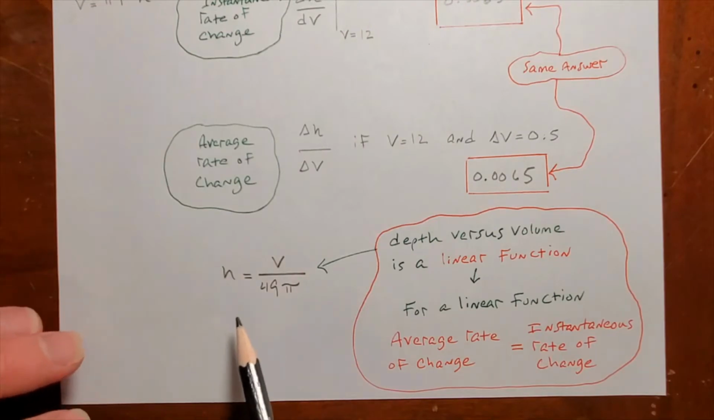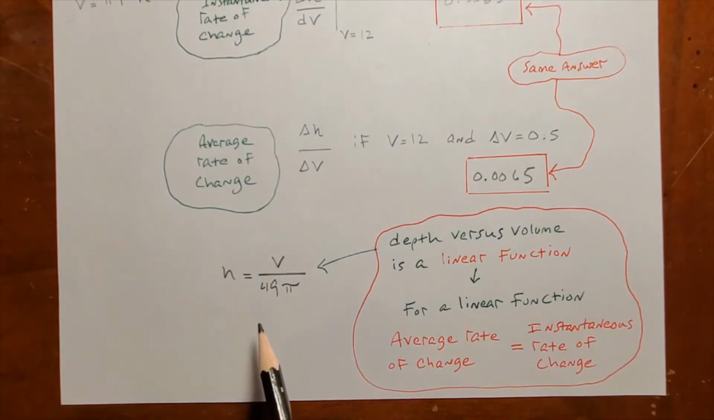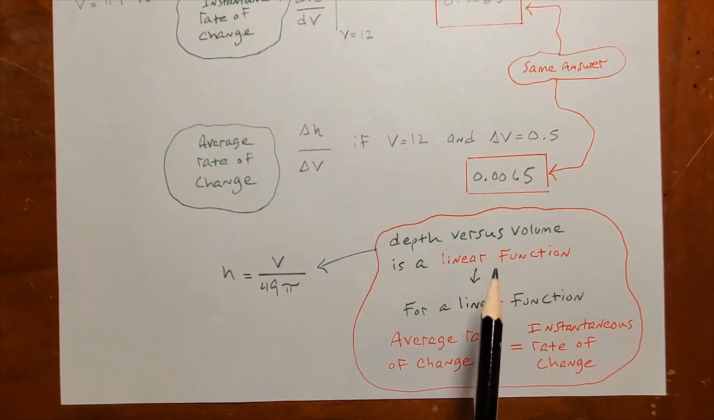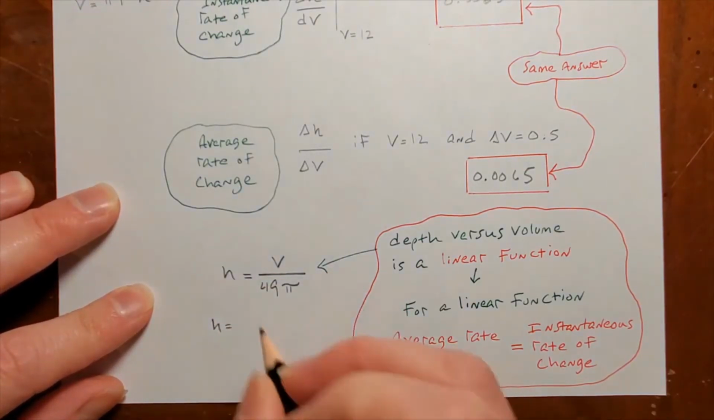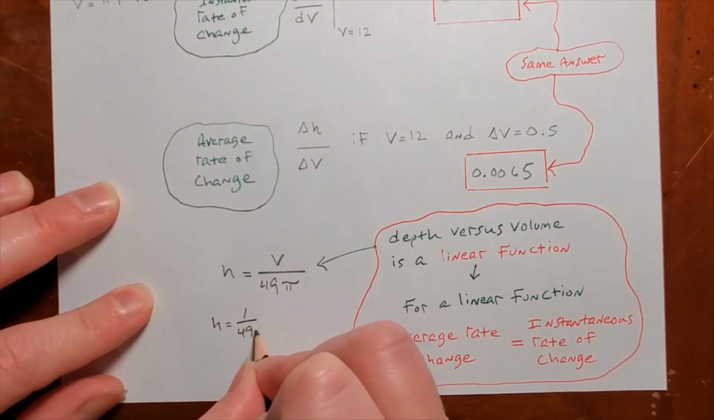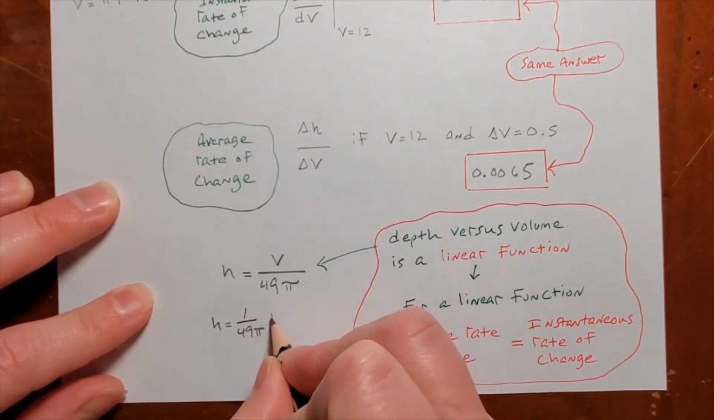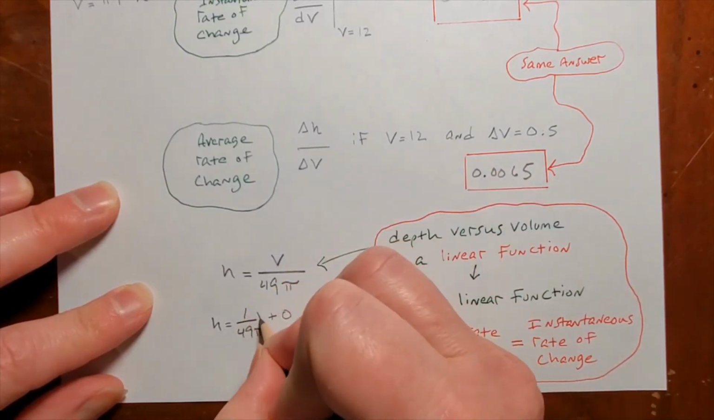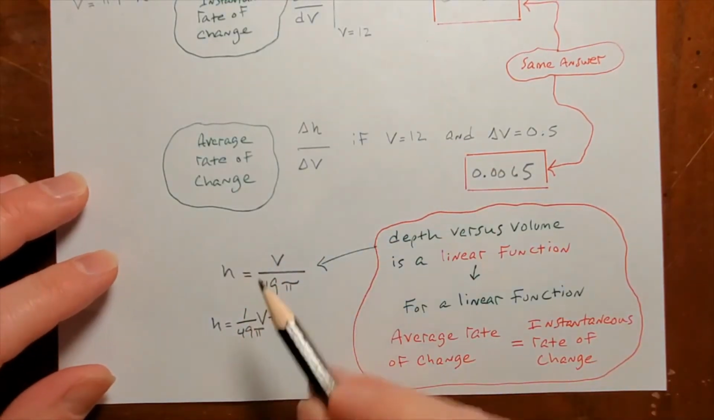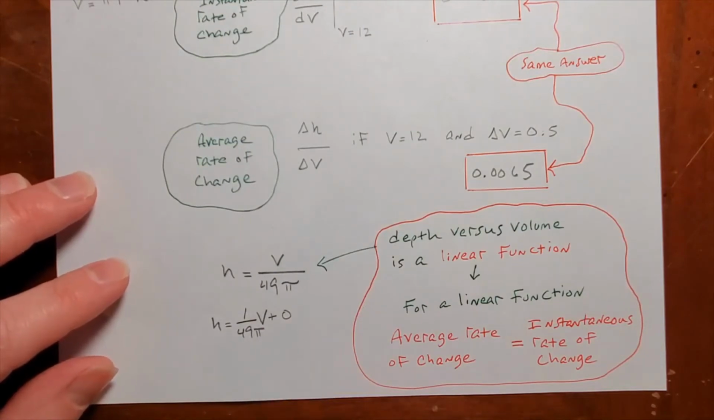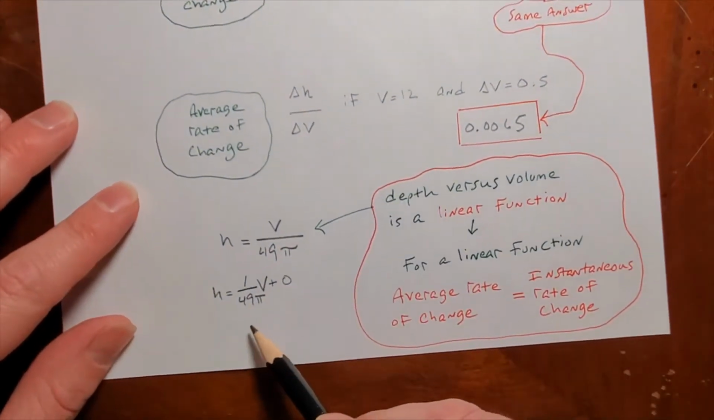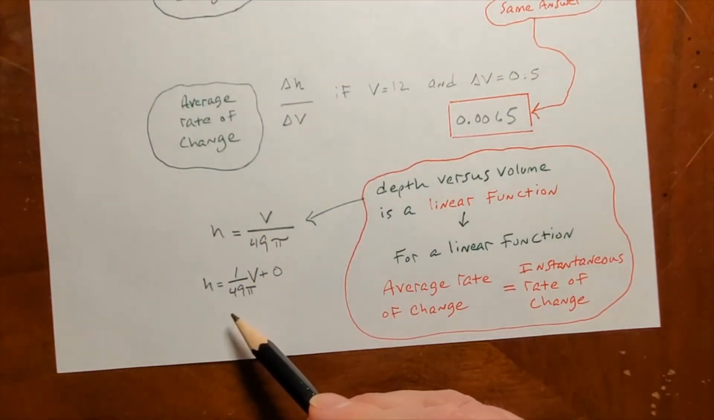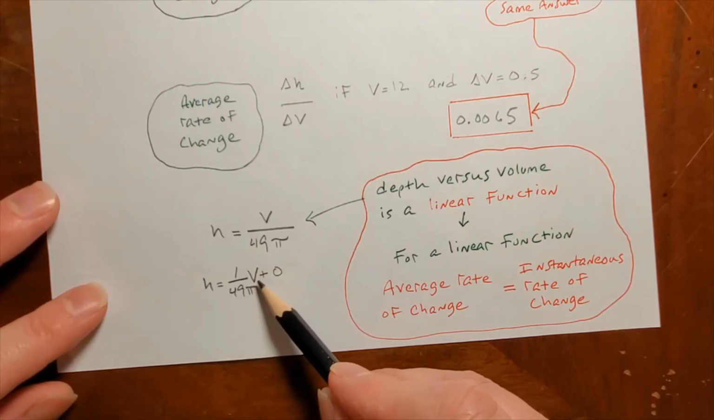Now, where did that function come from? I didn't show you where I got that, at least not yet. I do want to tell you, though, that it's linear before I show you where I got it. Why is it linear? Well, H is the coefficient 1 over 49 pi times V plus 0. So it's like y equals mx plus b with different variables. M, the slope, turns out to be a somewhat complicated number, 1 over 49 pi, but it's still a number. And then V, that other variable, is to the first power.